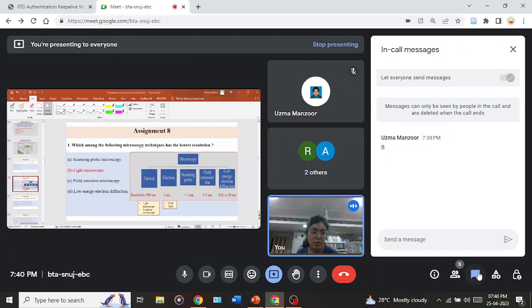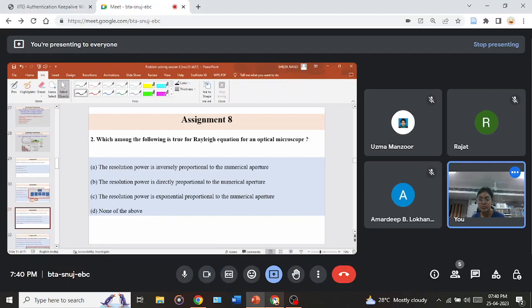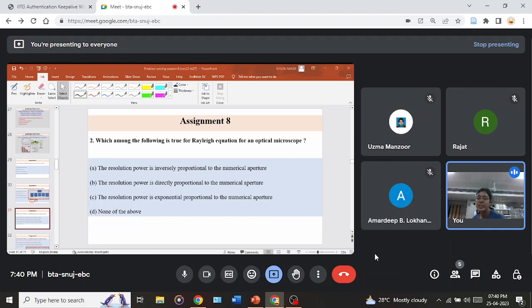Okay, let's move forward with the next question. Which among the following is true for the Rayleigh equation for an optical microscope? A, the resolution power is inversely proportional to the numerical aperture. B, the resolution power is directly proportional to the numerical aperture. C, the resolution power is exponentially proportional to the numerical aperture. And D, none of the above. If you can recall, what was this Rayleigh equation and where particularly did we study this?